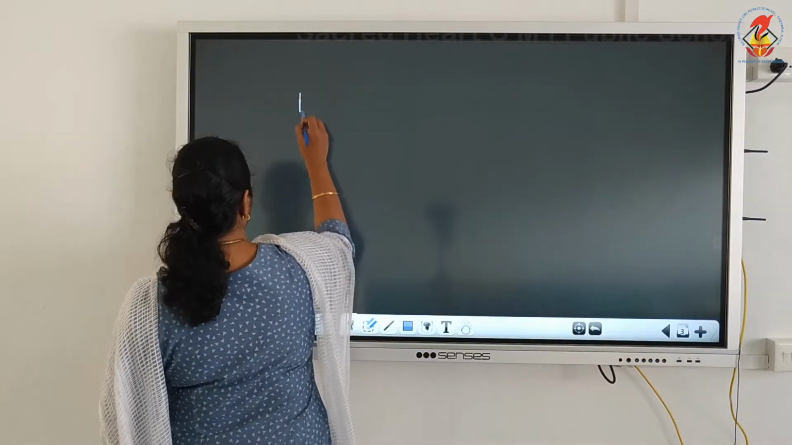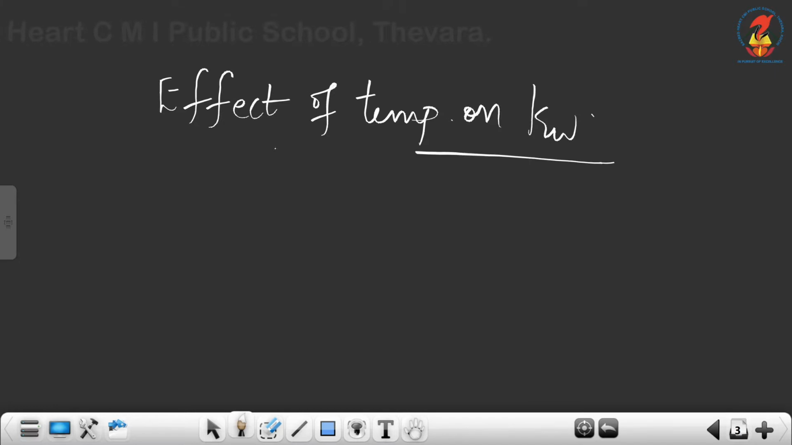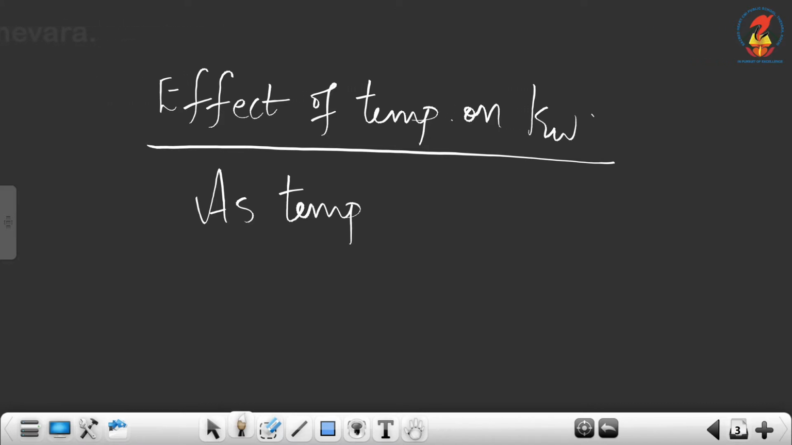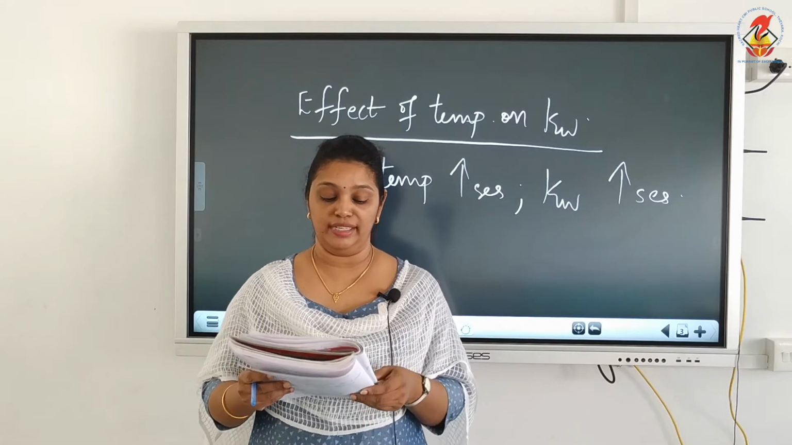So, next, effect of temperature on Kw. Kw denotes the ionic product of water. Now, we know that as temperature increases, Kw increases. Now, why does the ionic product of water increase as temperature increases?